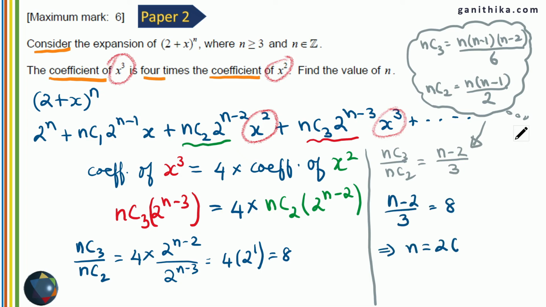So this is the working for nC3 over nC2 is equal to n minus 2 over 3, and you can proceed with the question now. n minus 2 over 3 is equal to 8, giving you n equal to 26. Actually, since this is paper 2, you can also use the calculator to solve nC3 over nC2 equal to 8 directly.